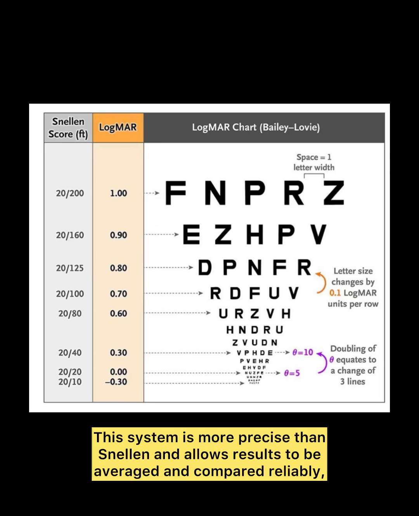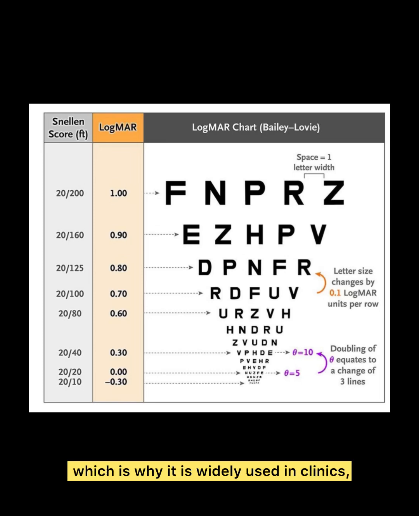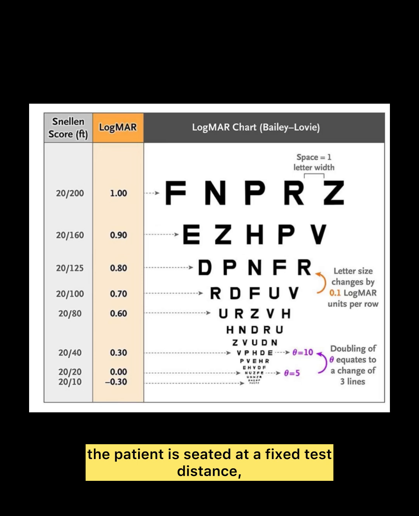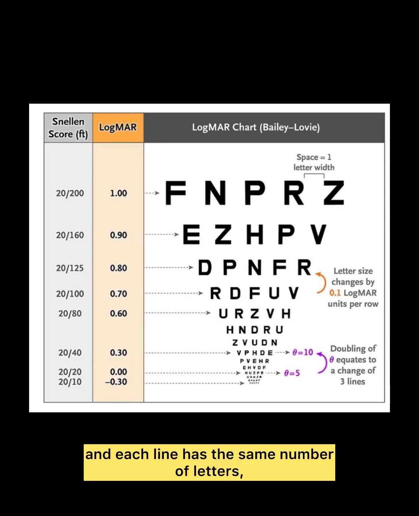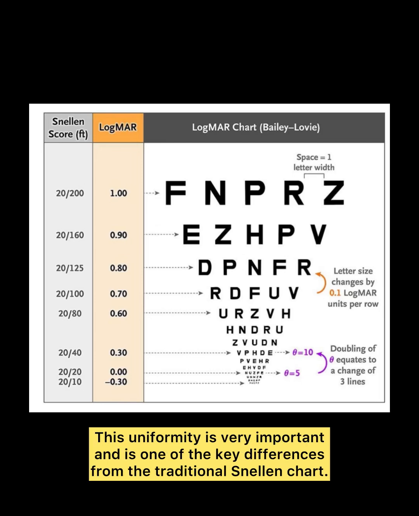This system is more precise than Snellen and allows results to be averaged and compared reliably, which is why it is widely used in clinics, research, and low vision assessment. When you conduct a LogMar test, the patient is seated at a fixed test distance, usually 6 meters or 20 feet. This distance must be accurate, because all the letter sizes on the chart are calculated based on it. The chart is well illuminated, and each line has the same number of letters, with equal spacing between letters and between lines. This uniformity is very important and is one of the key differences from the traditional Snellen chart.